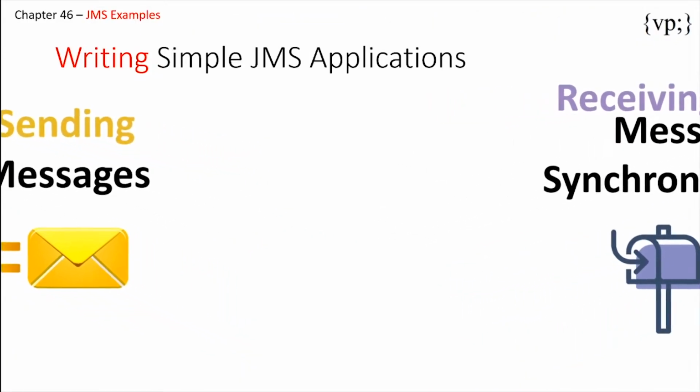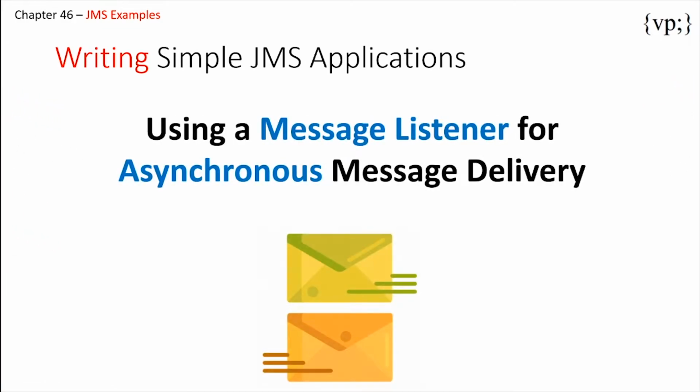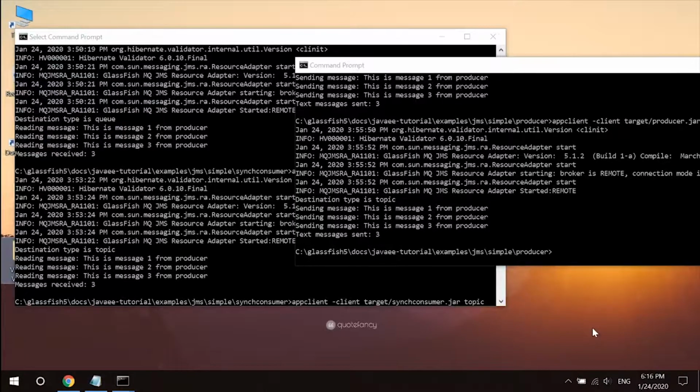And now let's take a look into our message listeners for asynchronous message delivery. Message listeners allow application clients like this one to send and receive messages asynchronously. A little thing to note though, this only works in application clients. To allow asynchronous messaging in web or enterprise applications, you would use a message-driven bean, which we will see later. Okay, so now let's run our asynchronous example.